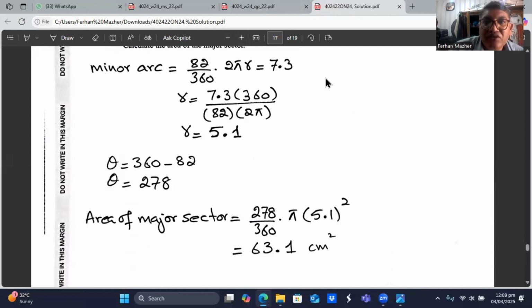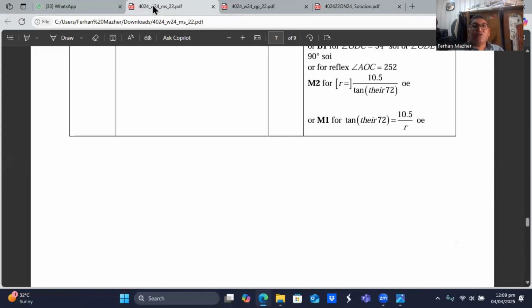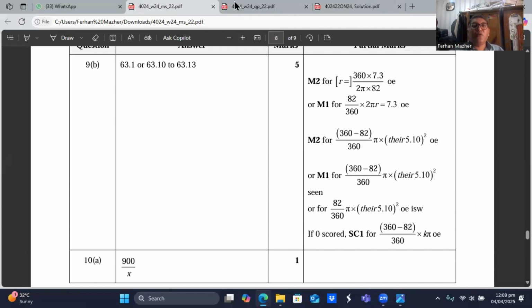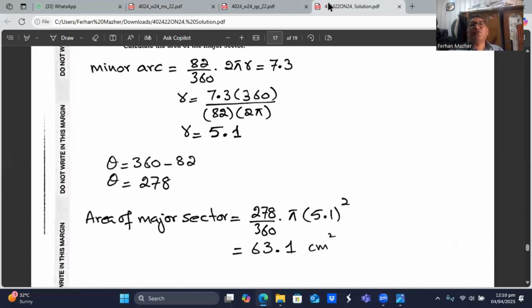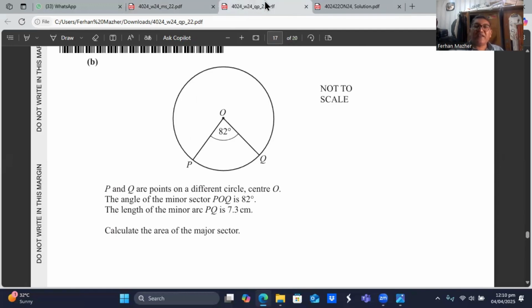Let me increase the size so it becomes more clear to you. And let's check question number 9, B part. 63.1 is the answer. 63.1 centimeter squared is the answer. This is the marking scheme. You can pause the video if you want more time with this marking scheme. And we are going to the next question.